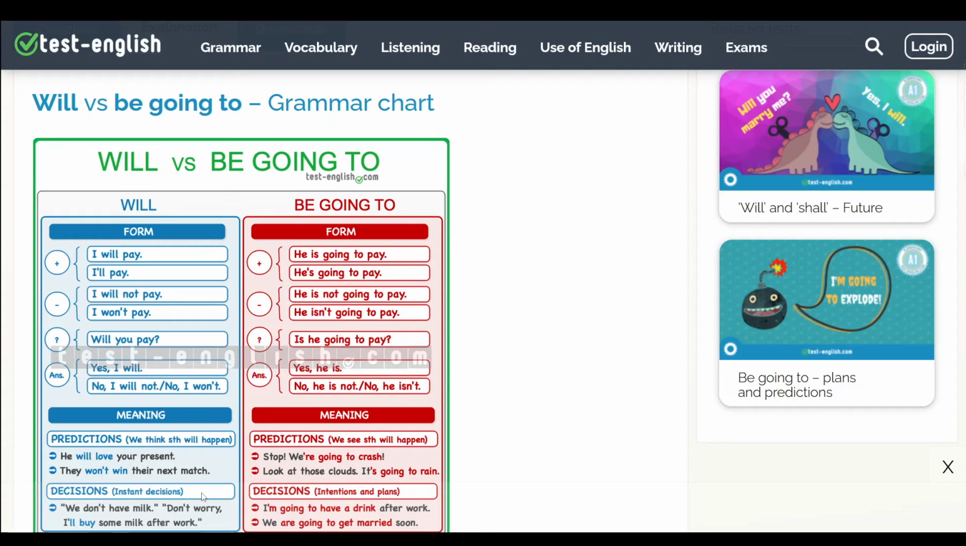Again, my opinion may be based on intuition. And decisions. When we use will to talk about making decisions, we're talking about instant decisions or spontaneous decisions. So, decisions made at the time of speaking. A says, we don't have any milk. And B says, don't worry, I'll buy some milk after work. So, this is a spontaneous decision. B decided to buy the milk when A said, we don't have any milk.